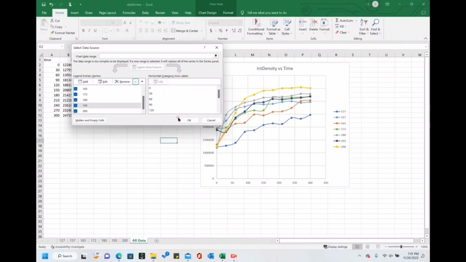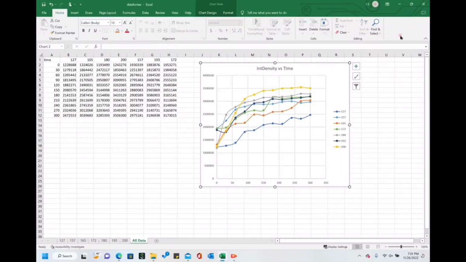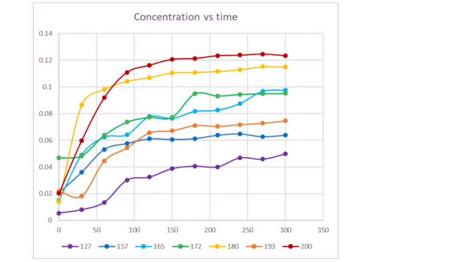After analyzing the photos for each trial, a graph of integrated density versus time was made. Then, Beer's law was used to convert to concentration. The concentration versus time graph showed that as time increased, the concentration of tea in the water increased for each temperature trial. Heat causes the tea molecules to move faster.